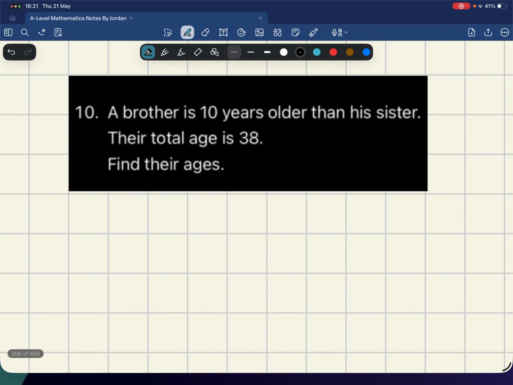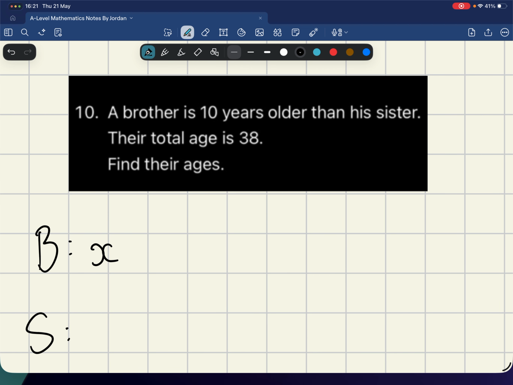Okay, so if you've tried that out, we'll go through it right now. So we've got a brother who's 10 years older than his sister. Their total age is 38. Find their ages. So again, I'll write B just for brother, S for sister. Again, I can call the brother x if I want to.